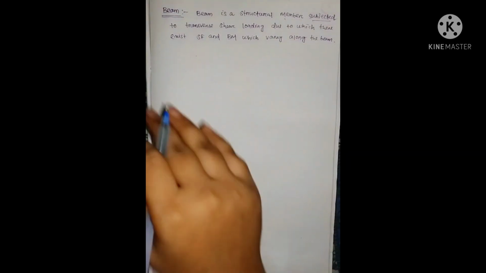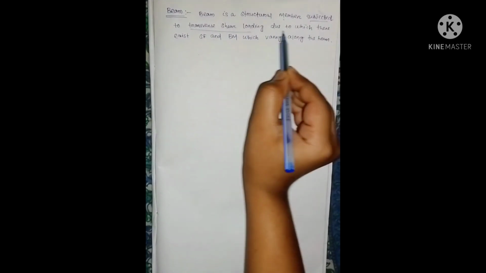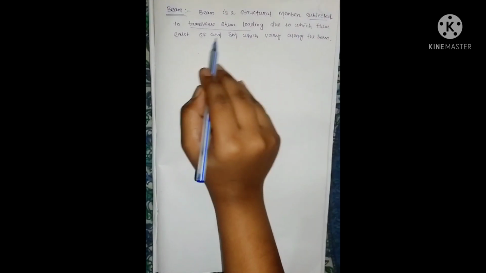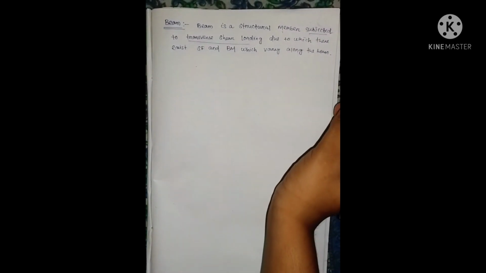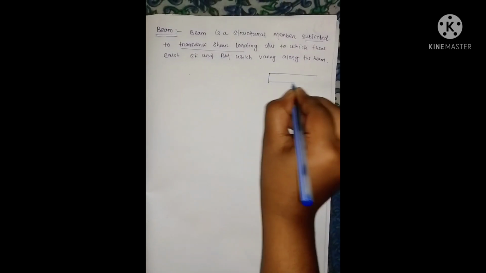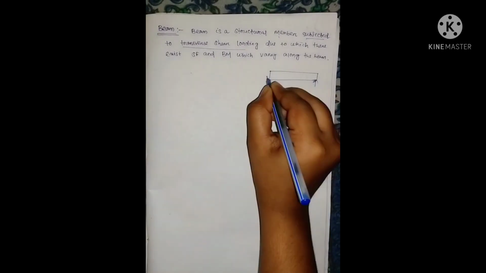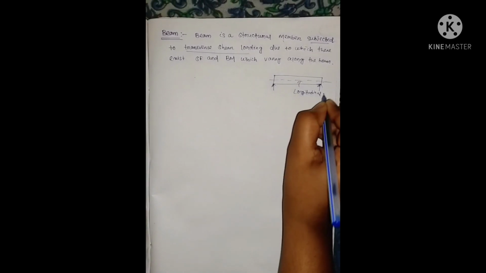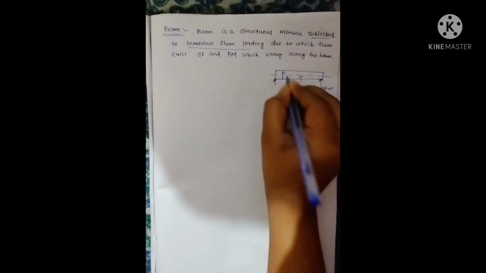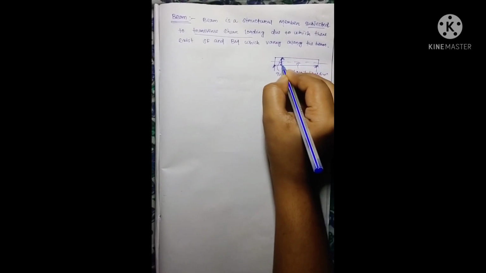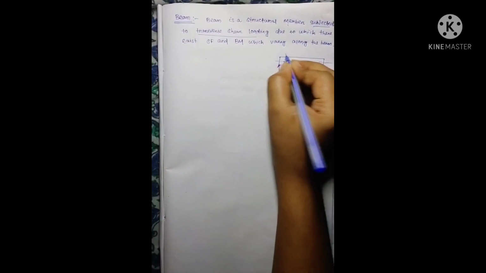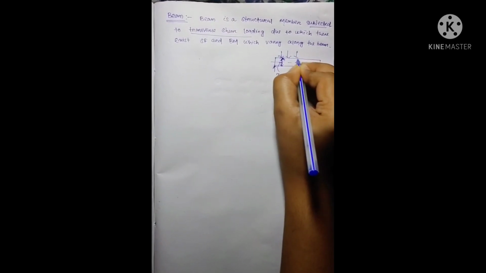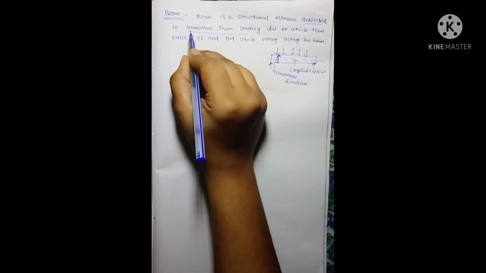Now let's discuss what a beam is. A beam is a structural member subjected to transverse shear loading, due to which there exist shear force and bending moment which vary along the beam. What is the transverse direction and what is the longitudinal direction? If we draw a beam, along its length it's called the longitudinal direction, and across its width it's called the transverse direction. Force is acting in the transverse direction, so we call this transverse shear loading.